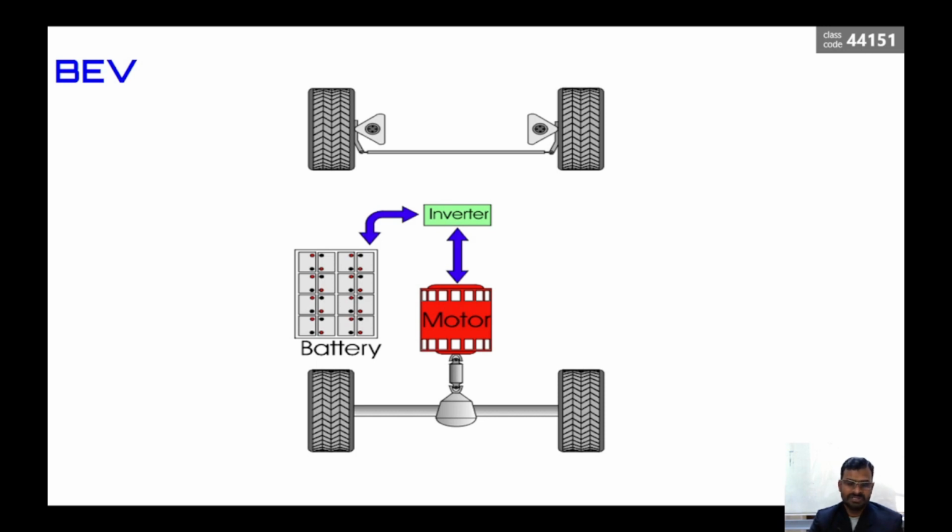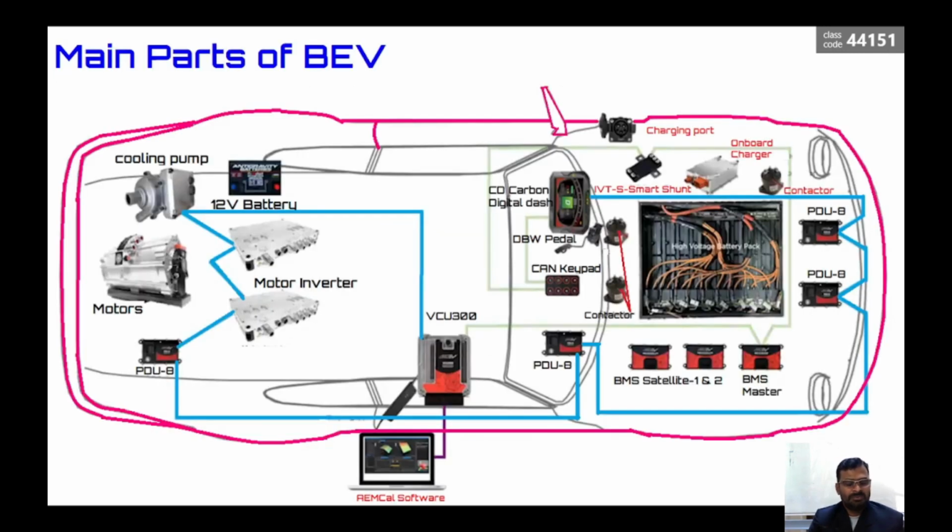The speed of this motor determines how fast the vehicle moves, and the speed of the motor is determined by the frequency of the supply given to it, right? We will see the main parts of a battery electrical vehicle. If you see this picture, you can easily understand the major components involved in the BEV.